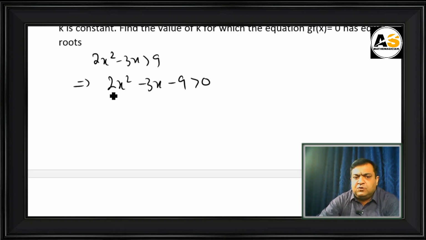Coefficient of x² is positive, so the graph will be of first type, and the curve will be greater than 0 beyond its roots. For that, I will solve this equation first. You have different options to solve this equation. You can use the quadratic formula, you can choose to complete the square, or you can make the factorization. I am making the factorization over here. I am putting this equal to 0.